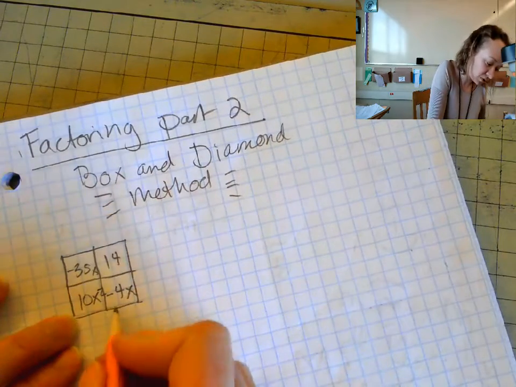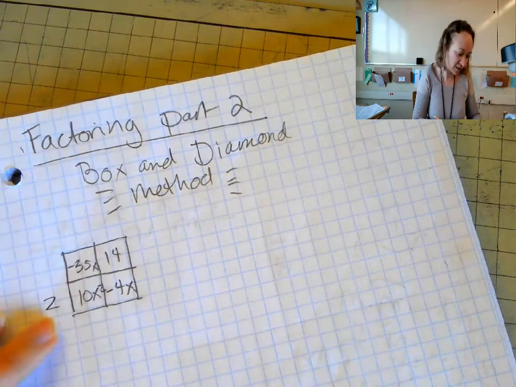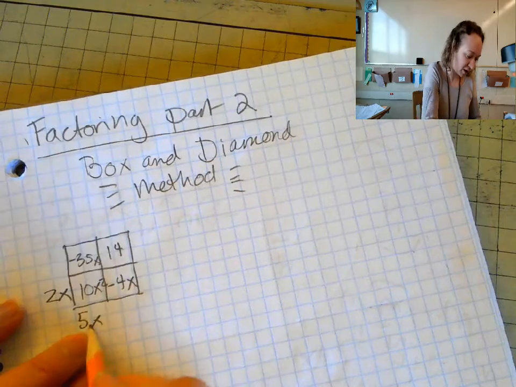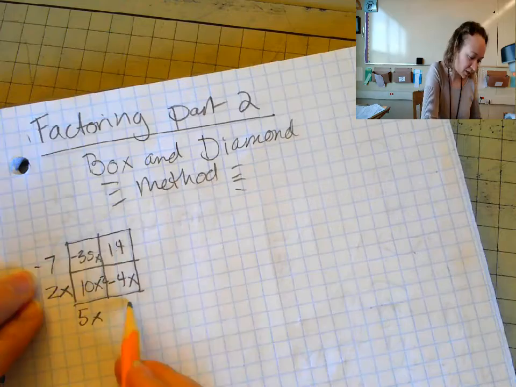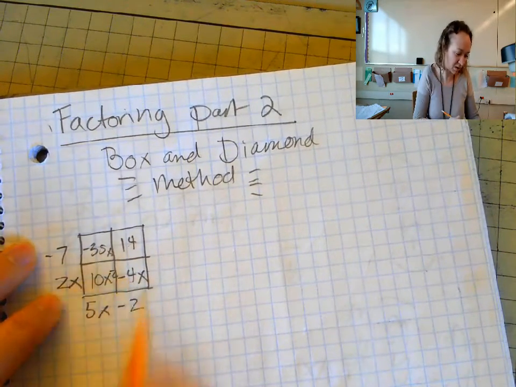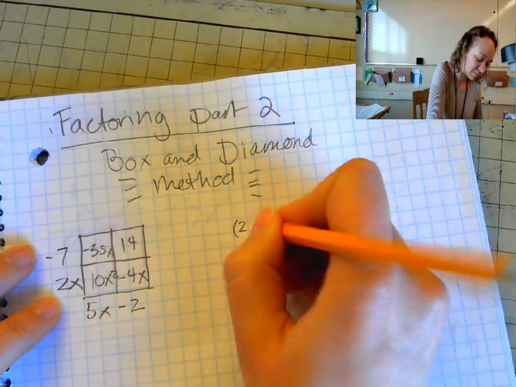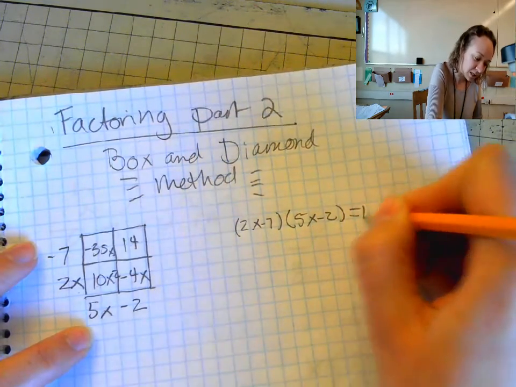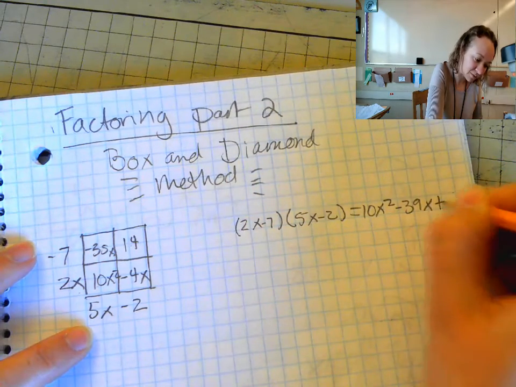When you did that, hopefully you said 10 and negative 4, well, that could be a 2. If that's a 2 with a 10, that should be a 5. Both of those need to be an x. If this is a 5, that could be a negative 7. And if that's a negative 7, then this would have to be a negative 2. And then you check it: 2x times negative 2 does give me negative 4x. So that's good. Then you would write it out as 2x minus 7 times 5x minus 2 equals 10x squared minus 39x plus 14.